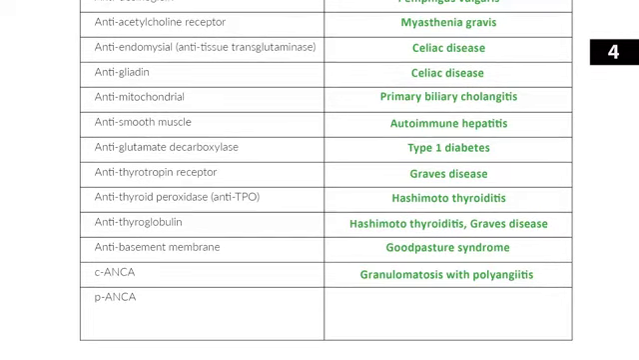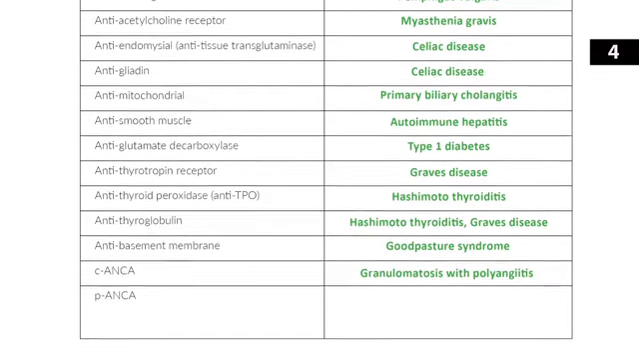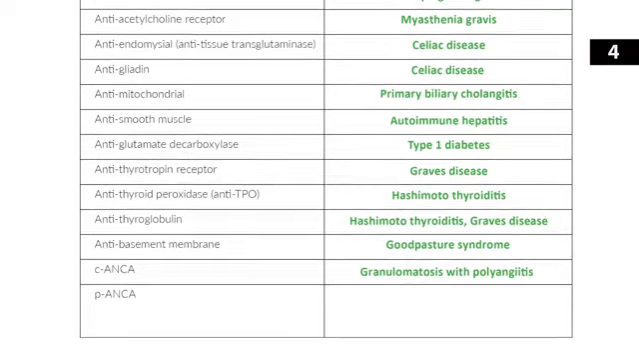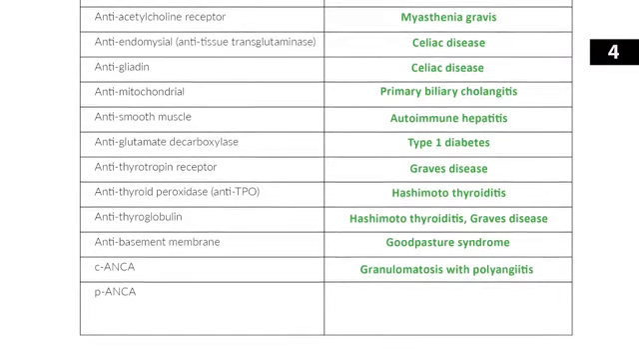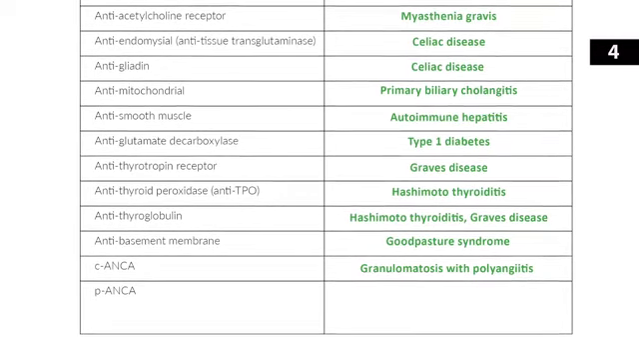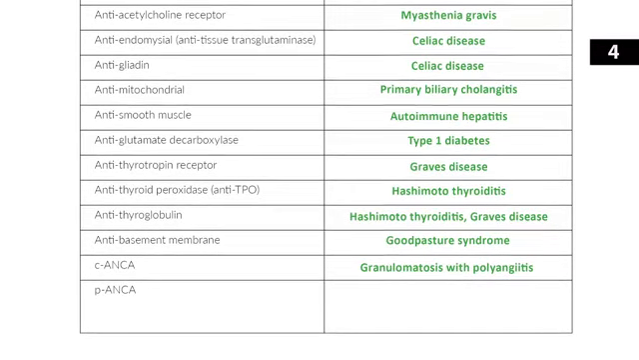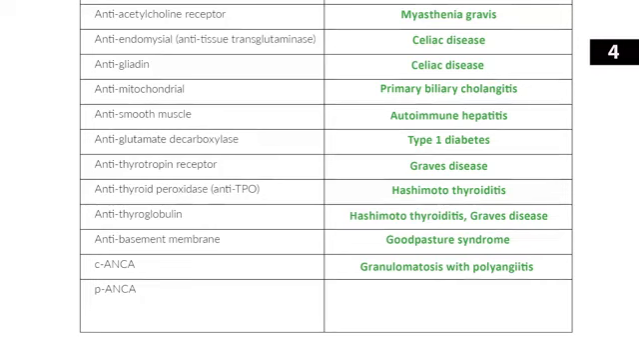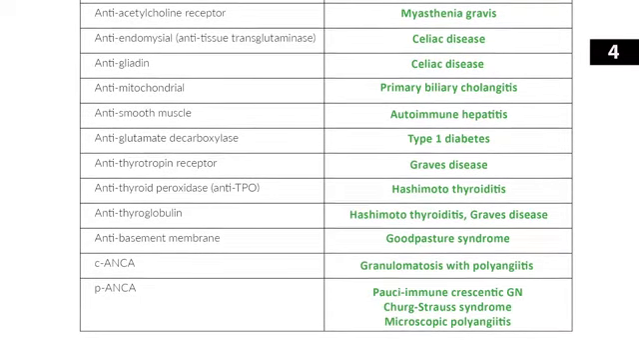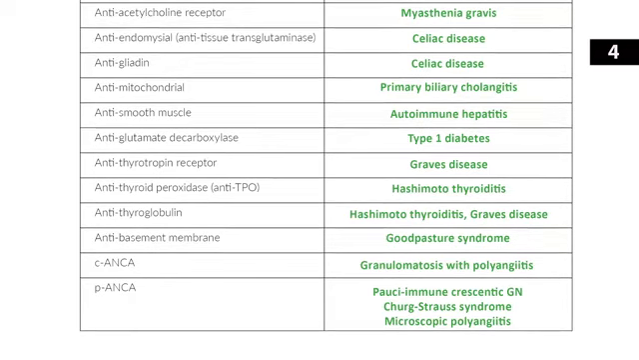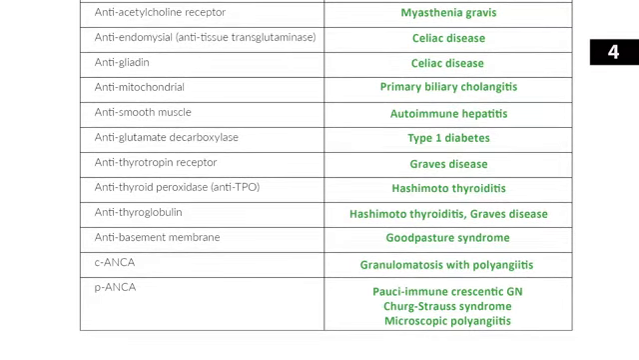So link those two together in your mind. If you see kidney disease plus lung disease, think about Goodpasture syndrome and granulomatosis with polyangiitis. And then there's p-ANCA antibodies, and these are seen with the type of glomerulonephritis called pauci-immune crescentic glomerulonephritis, and also Churg-Strauss syndrome, and a type of vasculitis called microscopic polyangiitis.